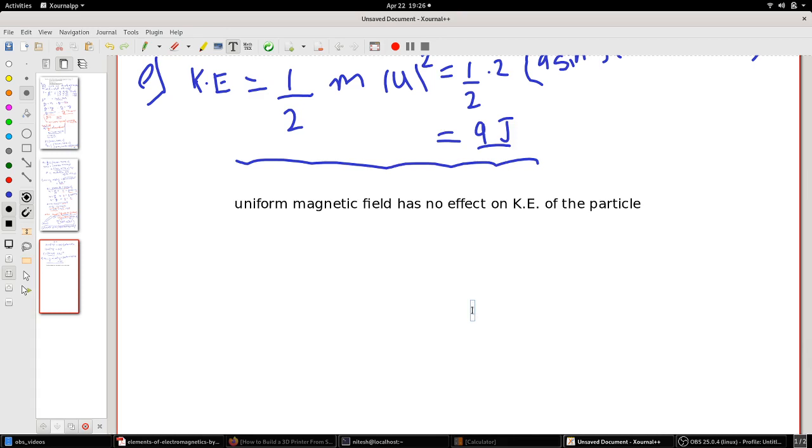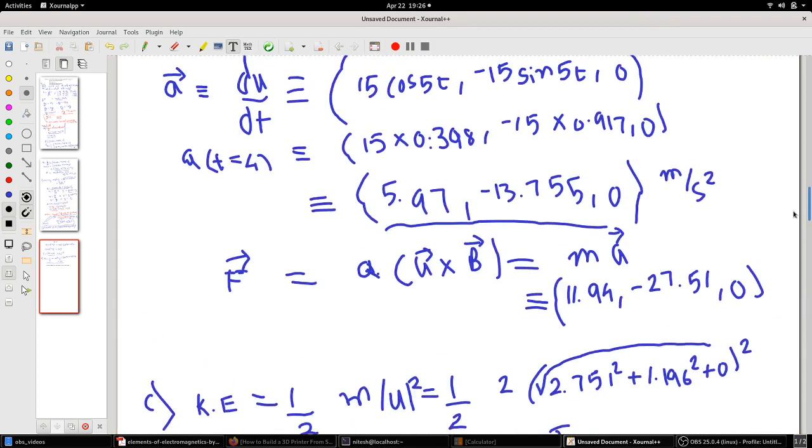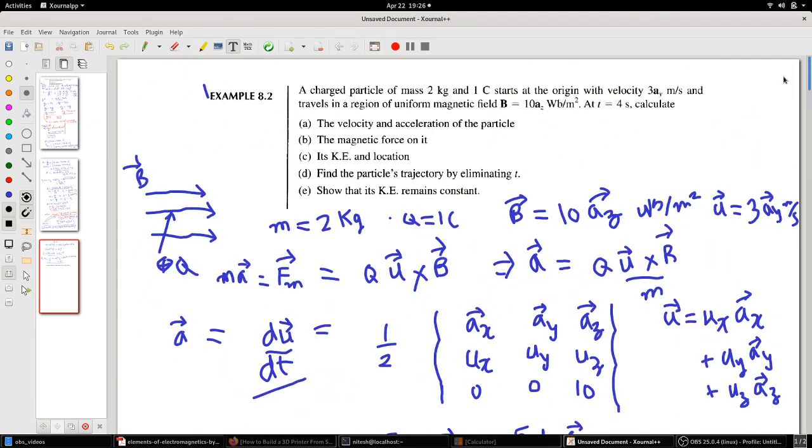That was an interesting example that we did. Why it is interesting is what you saw here. If you look at the problem right here, what exactly is happening is this B is in the Z direction and the movement of the charge is in the y direction.